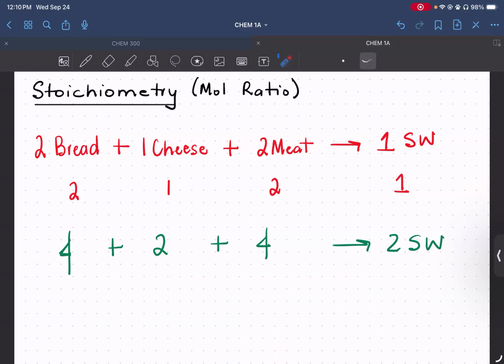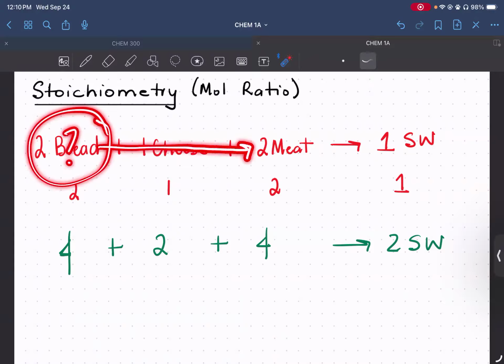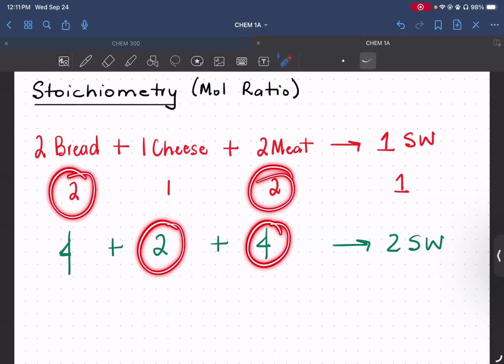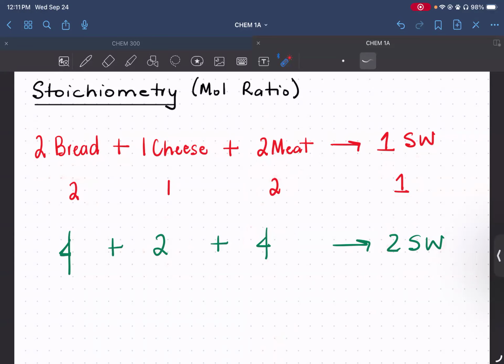Reactions work in a very similar fashion. We can use information we know about one item to determine information about another item. This is the very basic idea behind stoichiometry. It is using the ratios that we see and know to make predictions.